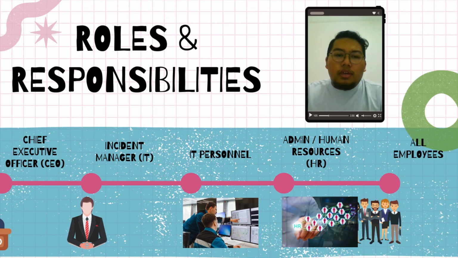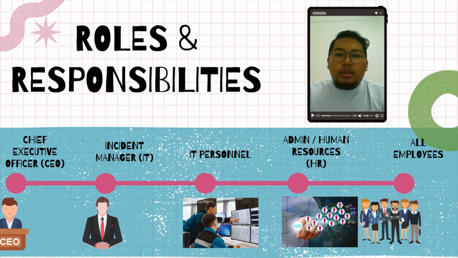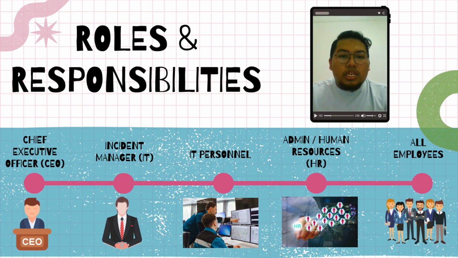Our slideshow covers the roles and responsibilities for keeping our company safe. Number one is the CEO, who gives approval for the security plan and provides all the money and support we need. Number two is the incident manager.